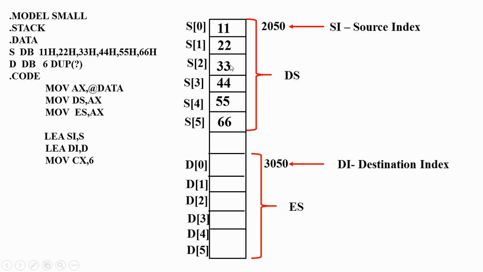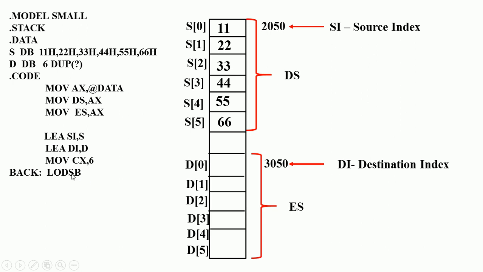Then how many bytes of data have to be transferred? 6. That must be in CX. Then load string byte. Before using load string byte, we have to initialize the data segment and SI. Therefore DS with SI gives the physical address, and then automatically the data comes to AL. You are not supposed to write anything explicitly. We just write only the opcode. There is no operand. Therefore before using load string byte, we have to initialize all required things.